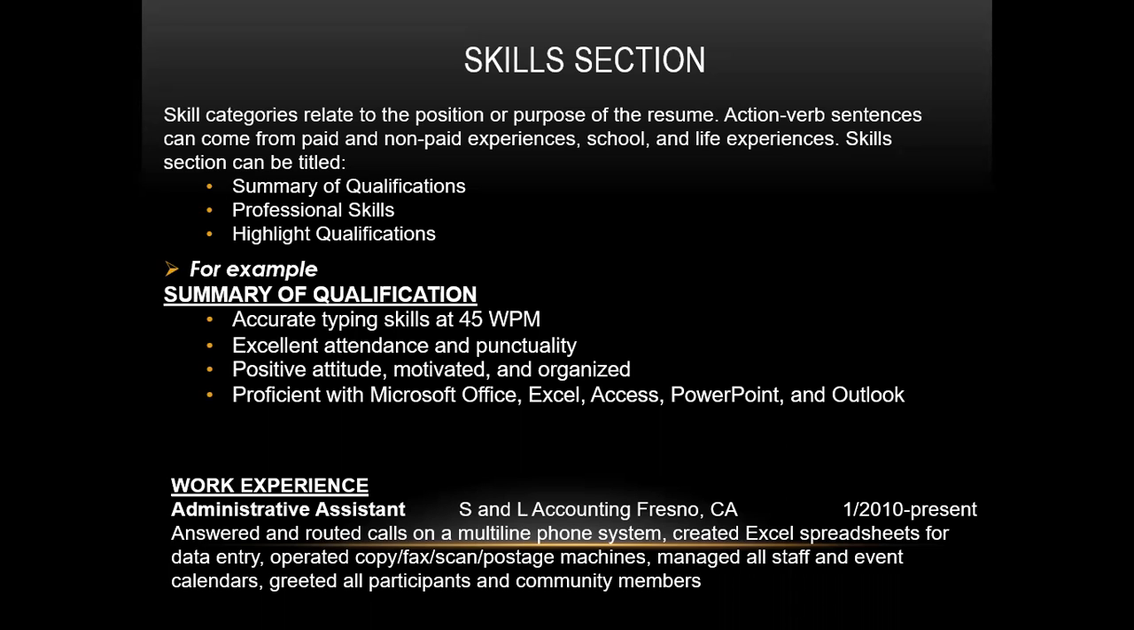For example, let's go over what a summary of qualifications section would look like. So here I have summary of qualifications, bold, a little larger font, and underlined. And underneath that, I put 4 bullet points. First one, accurate typing skills at 45 words per minute. Second one, excellent attendance and punctuality. Third, positive attitude, motivated and organized. And fourth, proficient with Microsoft Office, Excel, Access, PowerPoint, and Outlook.